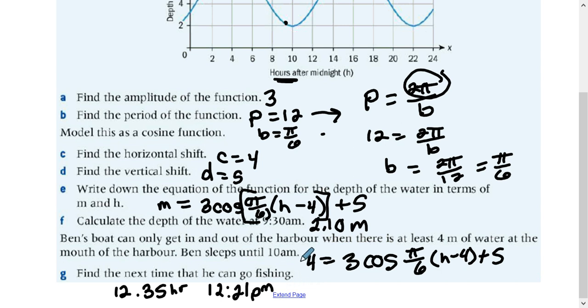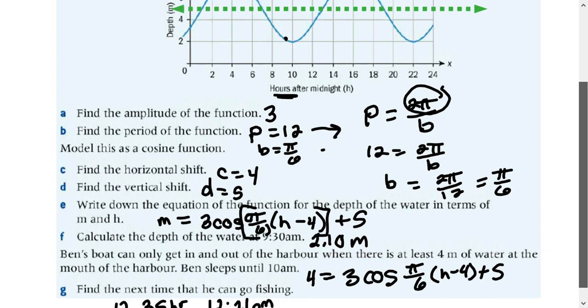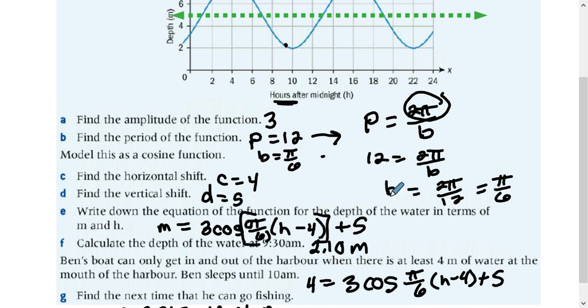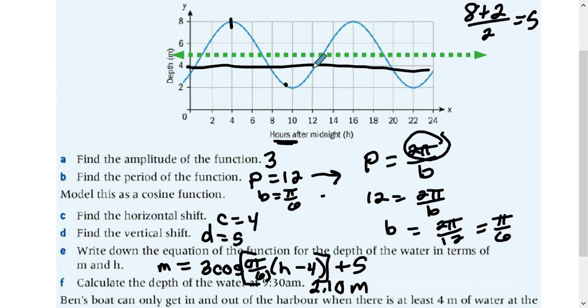Another thing that they could ask for instead of like when could he, like during what times could he get out? So figuring out when is it more than, what was it, 4 meters? Yeah. So when is it more than 4 meters? So this is when it's 4. That's what you did, is you set it equal. And then you found where it intersected. He slept until 10. So you were looking at this point here. So he could go out anytime between that time and this time. And then again, later on in this direction too. So those are kind of some of the things that they could ask you about.